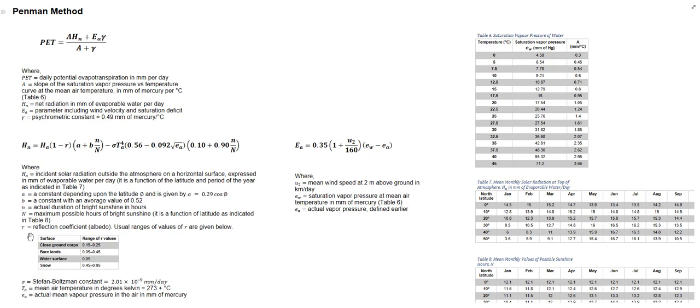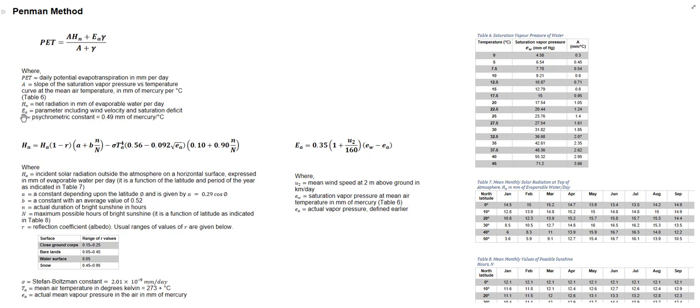The r is reflection coefficient or the albedo, and usually it ranges from these numbers. And our sigma is the Stefan Boltzmann constant, which is equal to this number. And T sub a is the mean air temperature in degrees Kelvin, which is equal to 273 plus degrees Celsius. And E sub a is the actual mean vapor pressure in the air in mm of mercury.